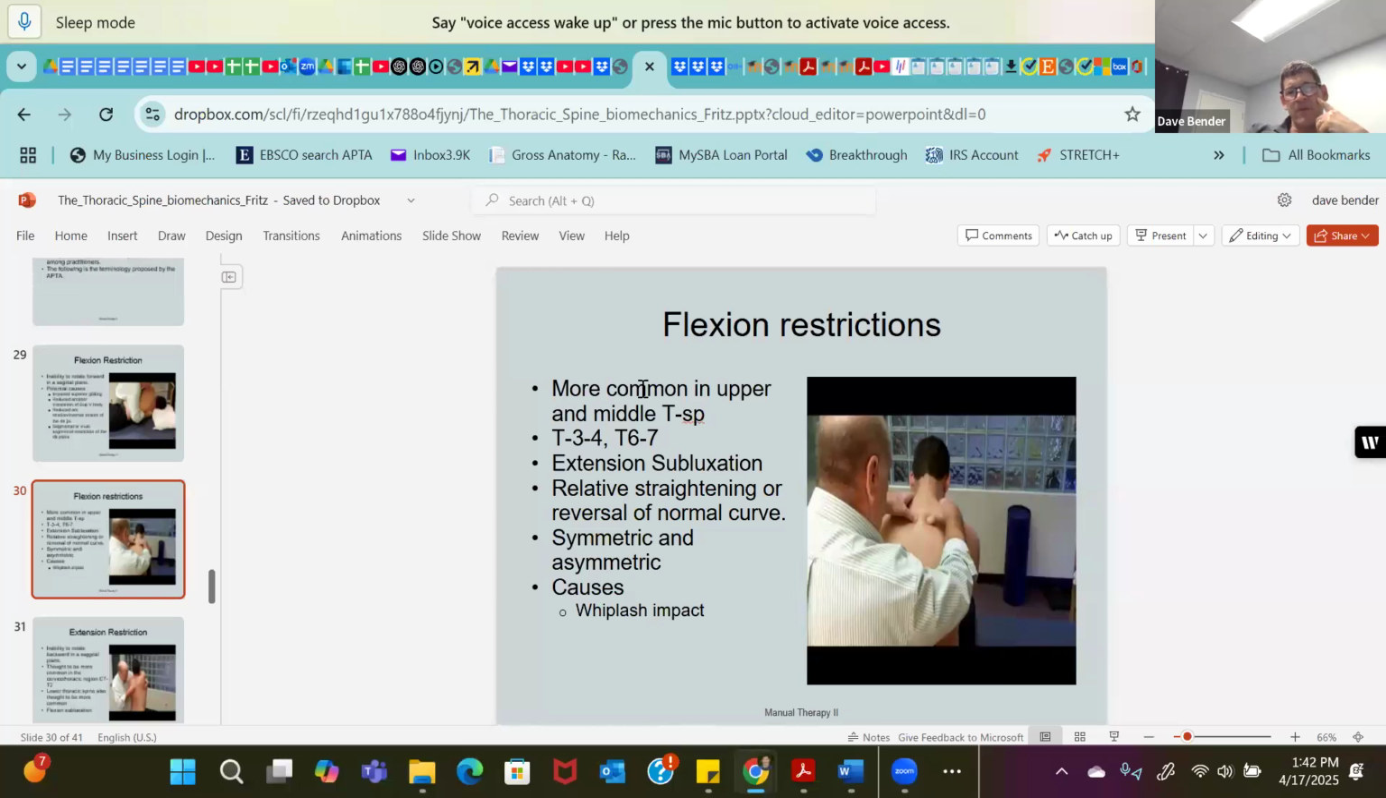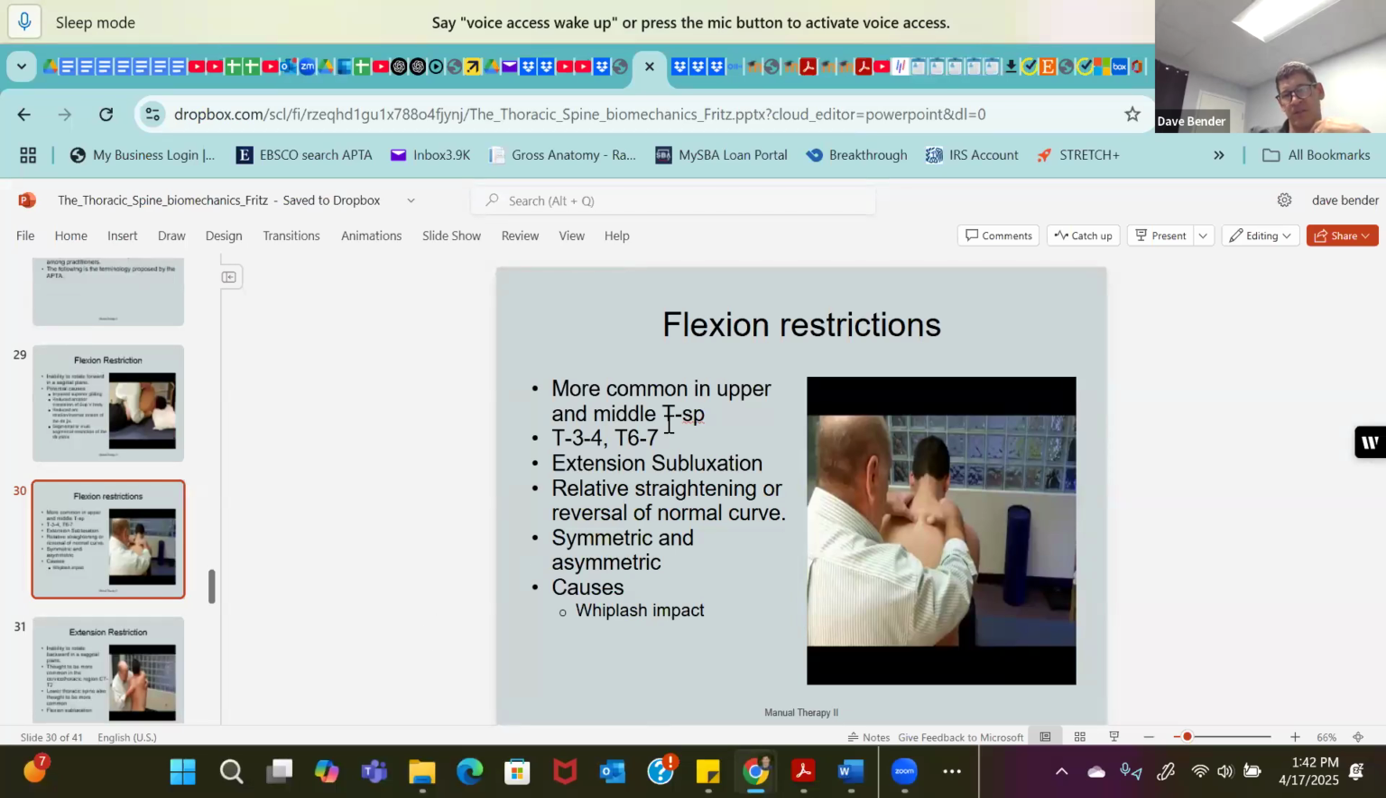Flexion restrictions have been described as being more common in the upper and middle thoracic spine, anywhere from T3, T4, T6, T7 is one example. This would be an extension subluxation, and a relative straightening or reversal of the normal curve can be found. They can be symmetric or asymmetric, and it can be caused by whiplash impacts. And sometimes with this, you can have subluxations, but it could be flattening of these curves as well.